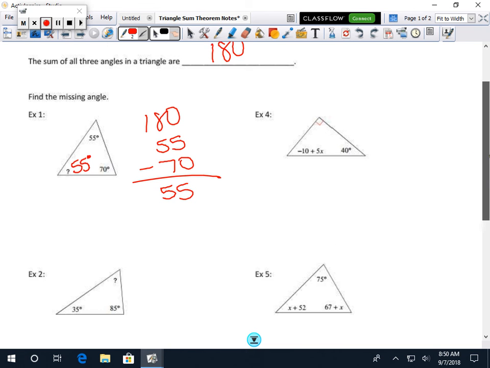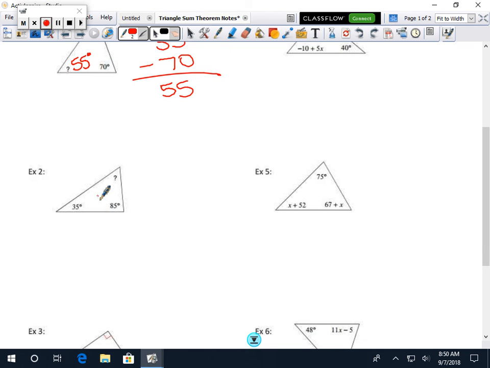Second, try example 2. Similar to example 1, again, 180 minus 85 minus 35. I get 60, so my missing angle would be 60 degrees.